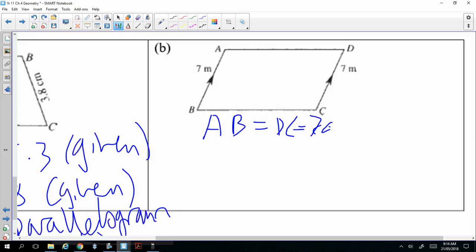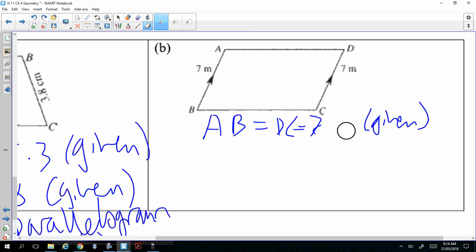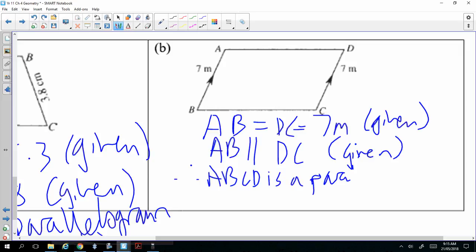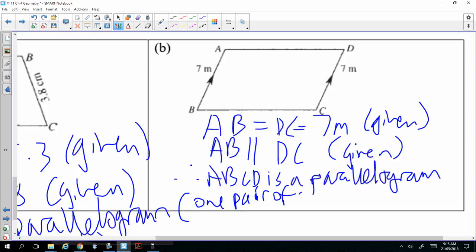And then you also have to say they are parallel as well. Oh, it's meters. 7 meters. And then you say AB parallel to DC, and that's given as well. And then you say, therefore, ABCD is a parallelogram. What reason do we give? 1 pair of sides, both equal and parallel. Okay, done. So I need to know these tests.